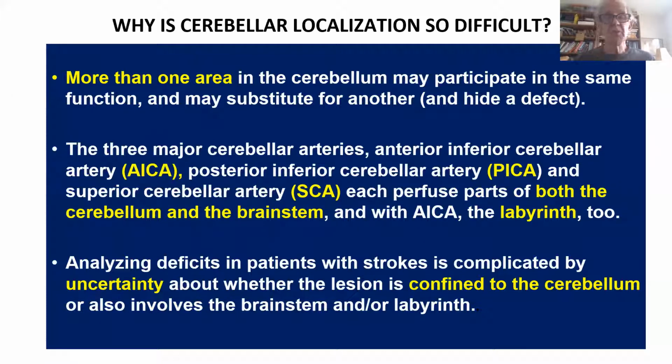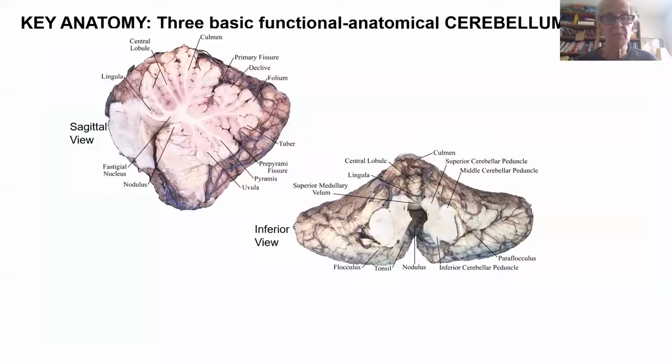And then the three major cerebellar arteries, and this is where we get into stroke syndromes: ICA, PICA, and SCA. They each perfuse part of both the cerebellum and the brainstem, and even with ICA, the labyrinth as well. What does this mean? Analyzing deficits in patients with strokes is complicated by uncertainty over whether the lesion is just in the cerebellum or also involving the brainstem or labyrinth. So these are some of the complications in interpreting cerebellar eye signs and other cerebellar disorders. It's a reason why for 40, 50 years, we never really could decide what was truly a cerebellar eye sign until we made some very focal structural lesions in monkeys, for example.